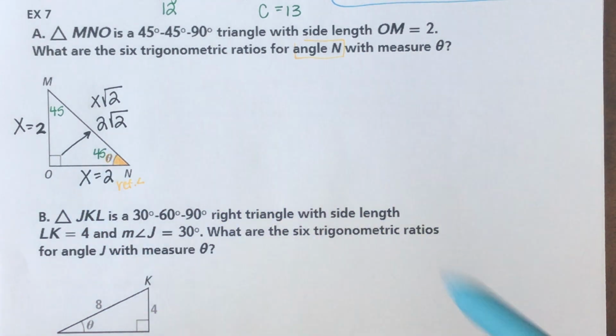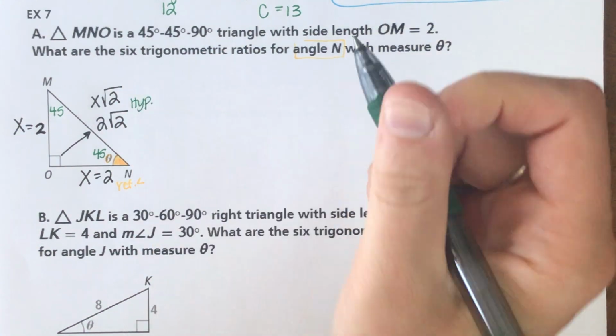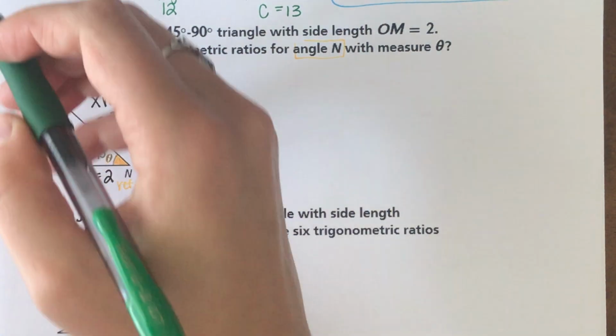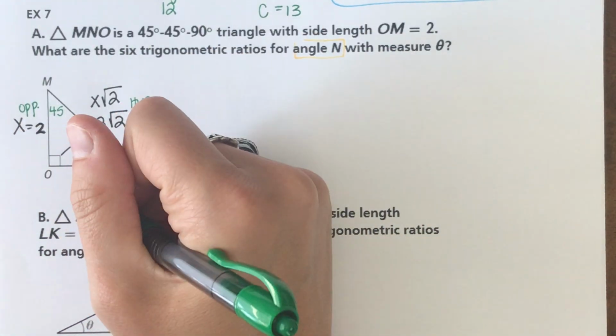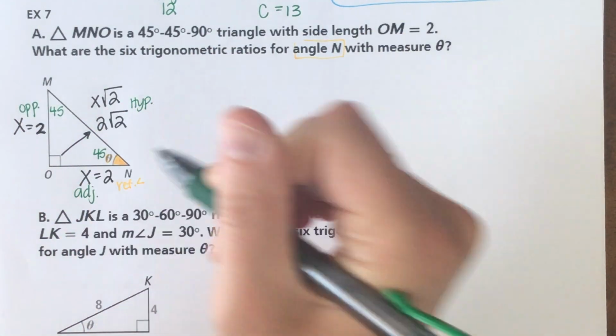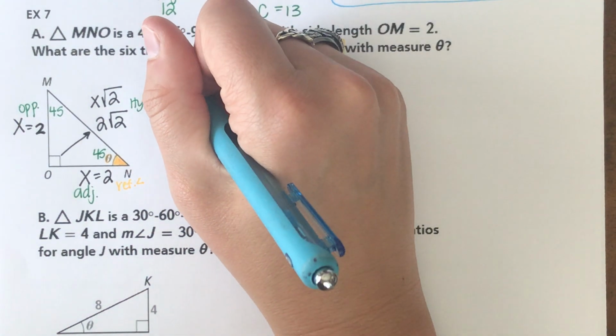So across from the 90, this is my hypotenuse. Across from the theta is my opposite. And next to my theta is my adjacent. So now all we're going to do is write the ratios just like we did the last problem. Okay.